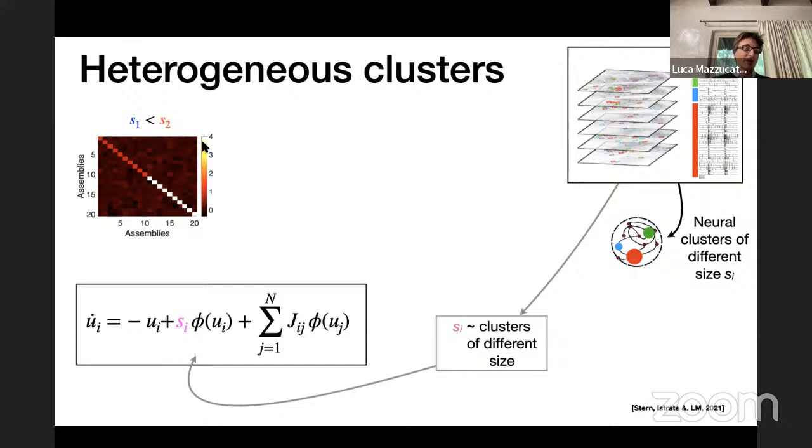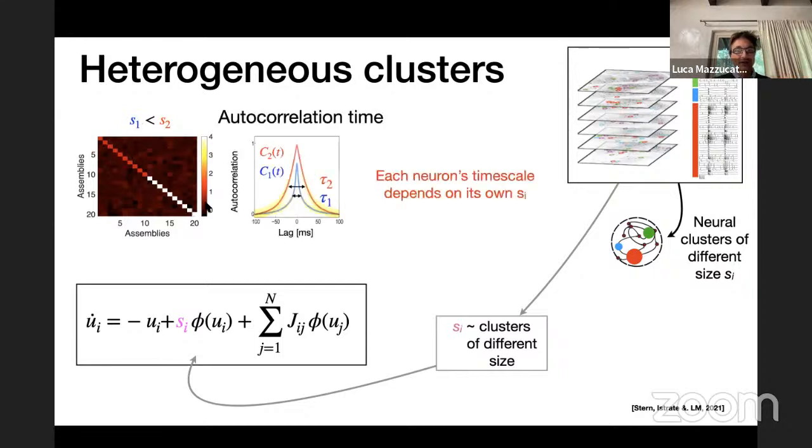And now we can calculate the autocorrelation function of all the units with one self-coupling and all the units with the other self-coupling. And what we found is that, lo and behold, this works. So a network where units have different self-couplings produces different timescales. In particular, the timescale of one unit depends on its own self-coupling.